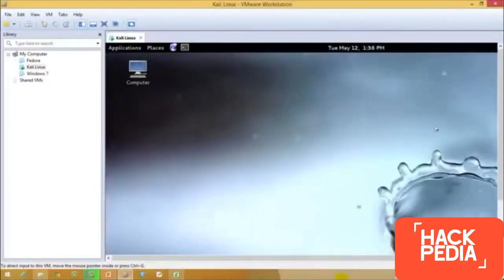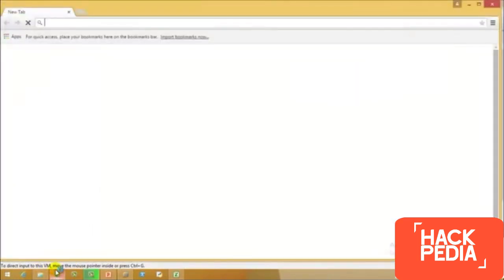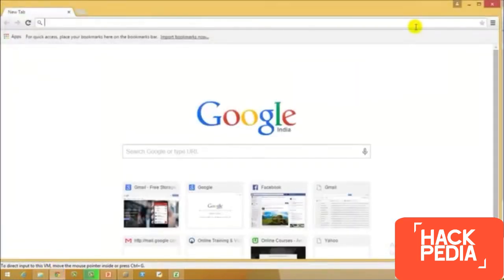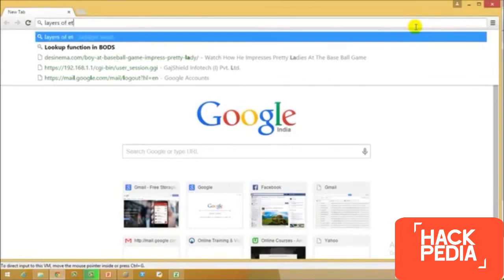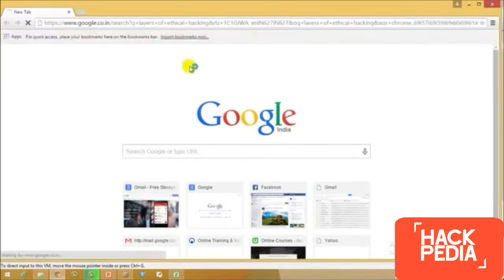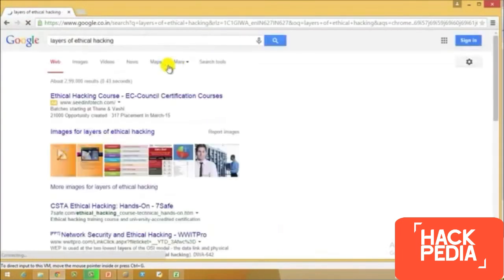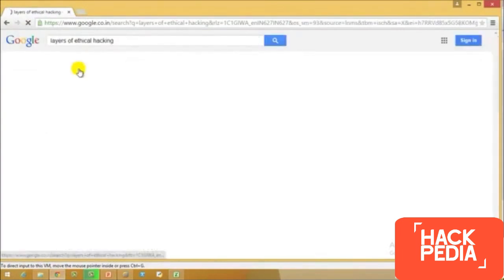So let's open the web browser and check. Let's check the layers of ethical hacking, the few things that you need to know before you can proceed into detailed stuff. So I would be teaching you that today.